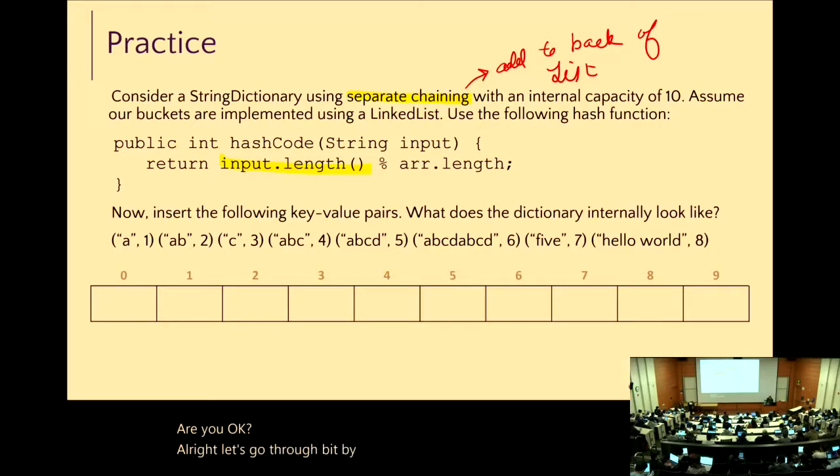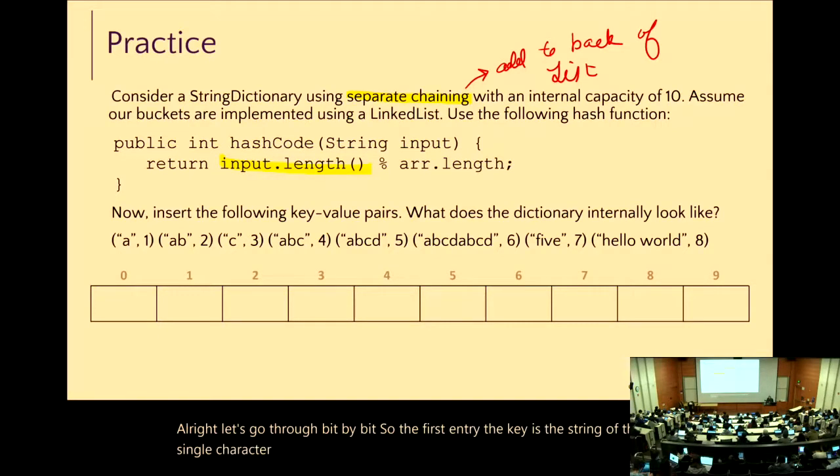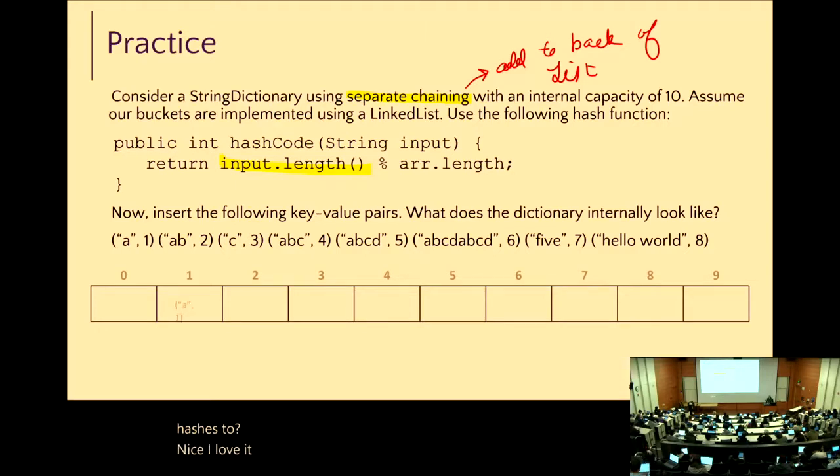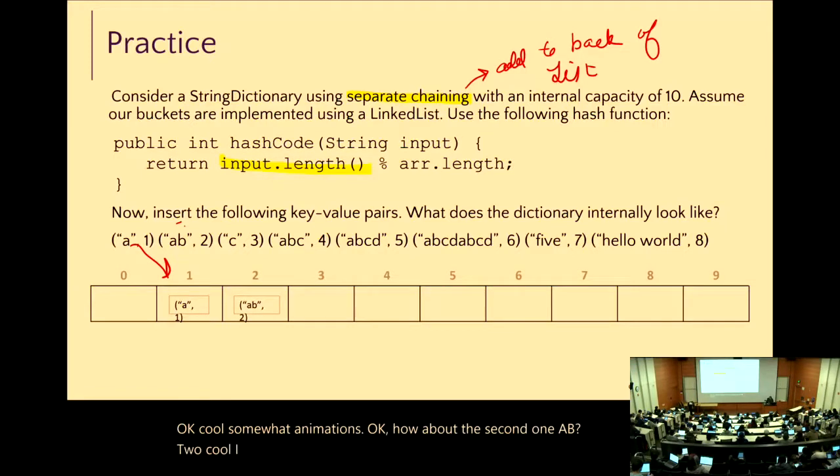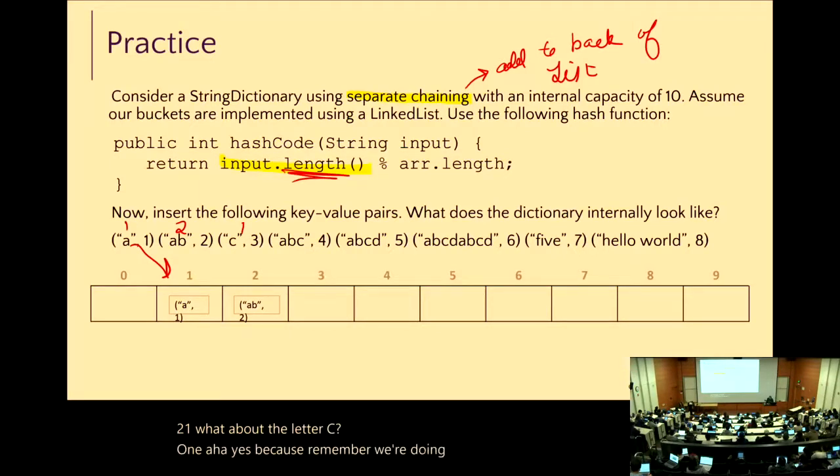So the first entry, the key, is the string of the single character A. Can anybody raise their hand and tell me which bucket that hashes to? One. All right. How about the second one? AB. Two. Cool. I agree. What about the letter C? One. Yes, because remember, we're doing the length of things.